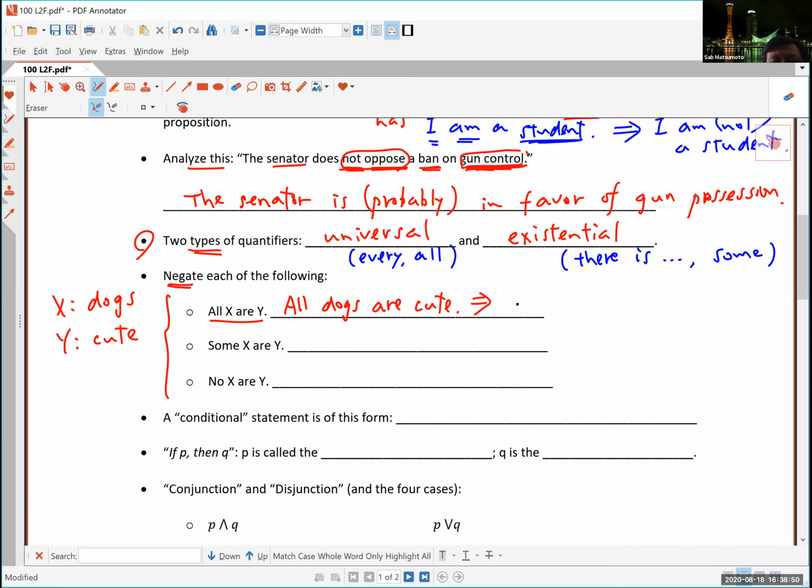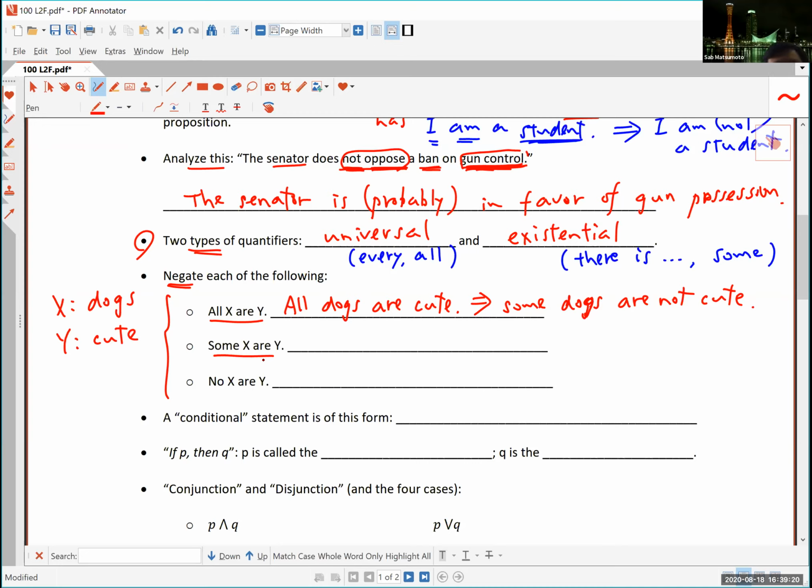The opposite is, what is that? Some dogs are not cute. Or a more extreme way of saying this is, there is at least one dog that is not cute. There exists at least one, or some dogs are not cute. So that's the way you are to negate the statement. I'll try to summarize this in just a minute, okay?